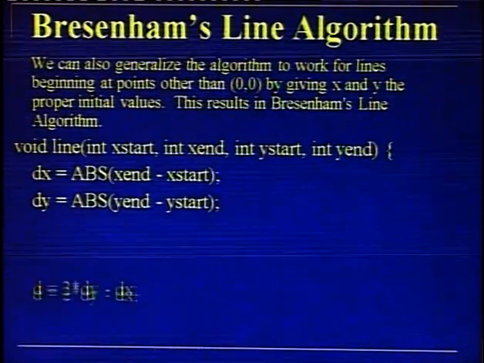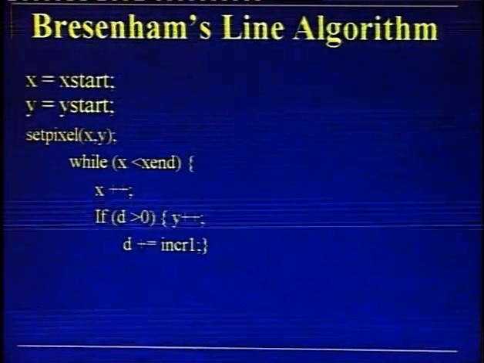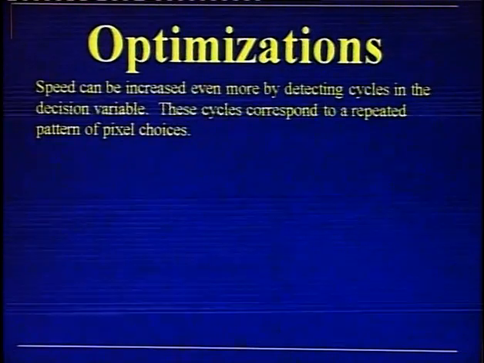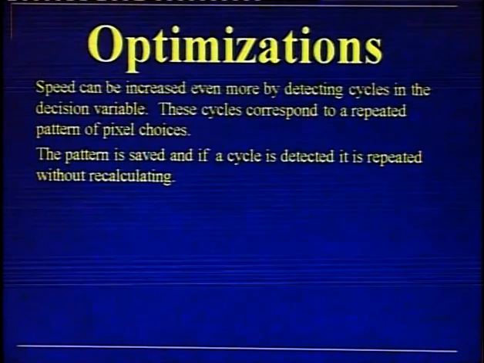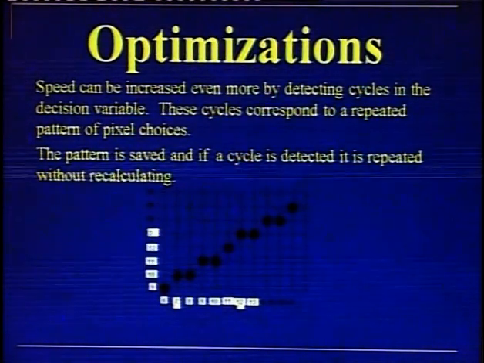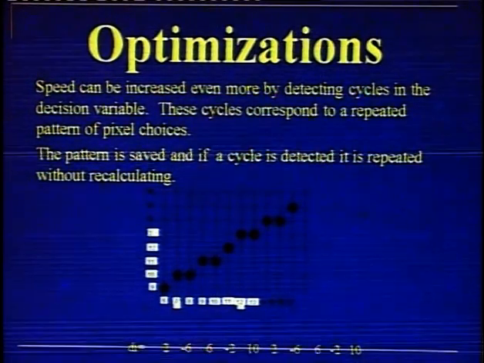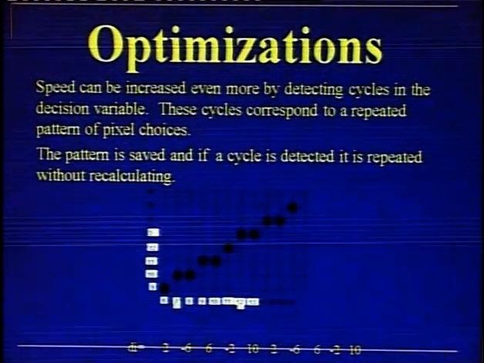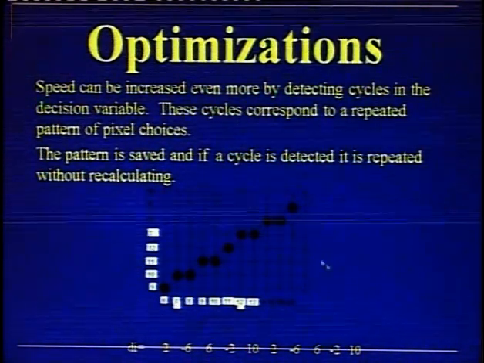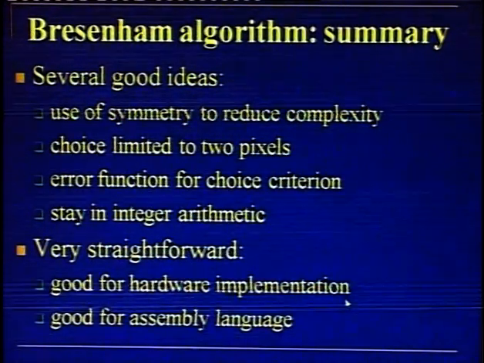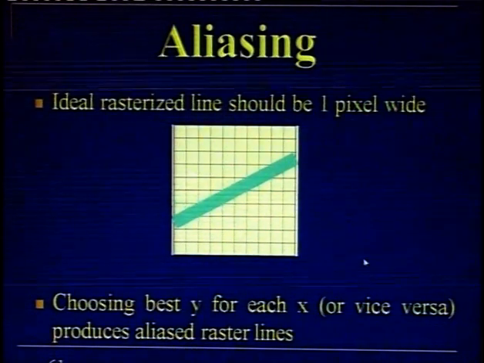This is the C code for the Bresenham algorithm. Speed can be increased even more by detecting cycles in the decision parameter variable. Where the decision parameter value is the same, we can get the next coordinate values directly. This is an example where the distance is like this, and this is a summary about the Bresenham algorithm, and there is one effect that we get, aliasing.